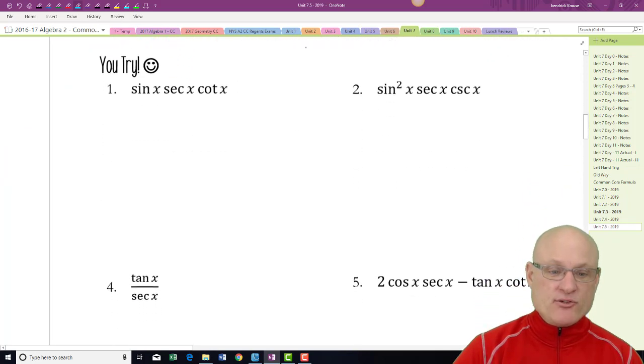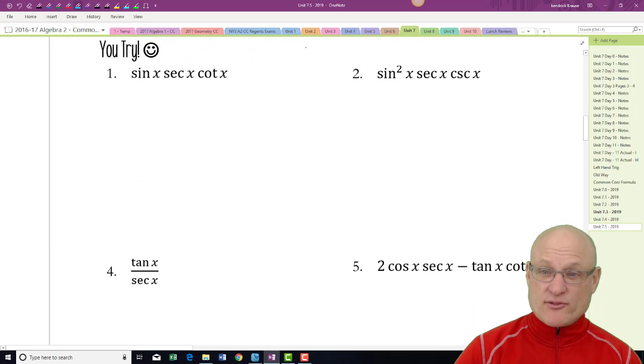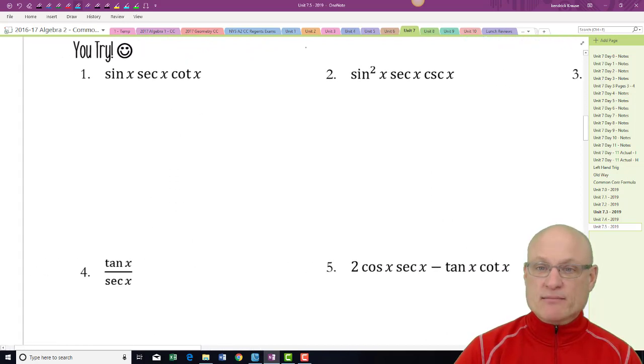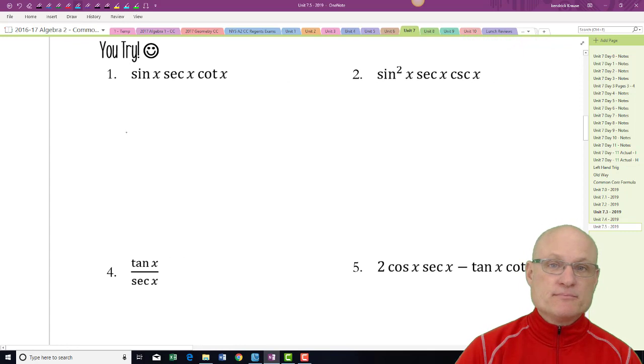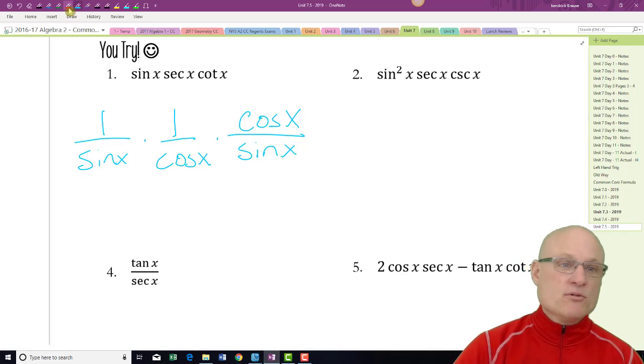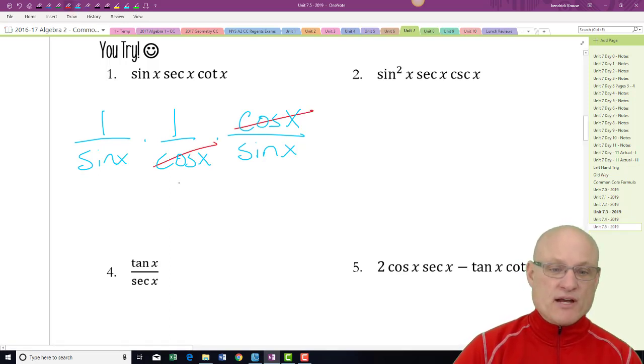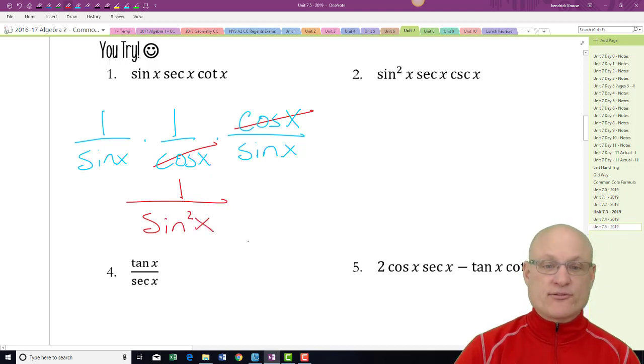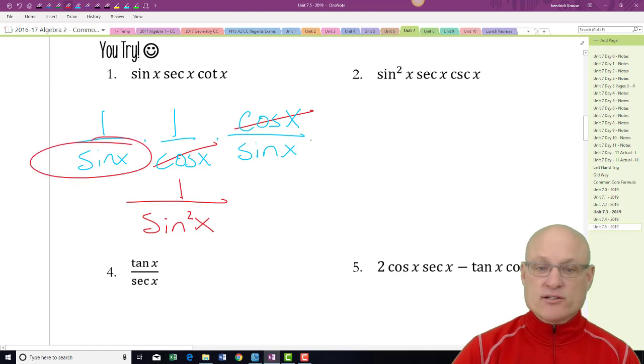All right. So these are your tries, so you should probably pause this, try 3 of these, and come back. I'm going to walk through them anyway, but pause and try them. All right, you're back. Okay, good. You should have done this: 1 over sine x times 1 over cosine x times cosine x over sine x. Well, cosine x cancels. So I'm left with 1 over sine squared x, and you have to write this correctly, because sine x times sine x is sine squared x.